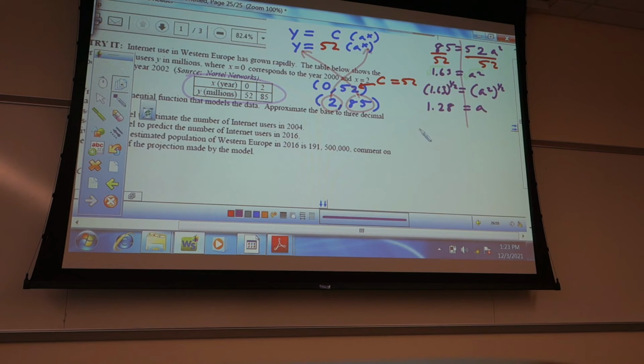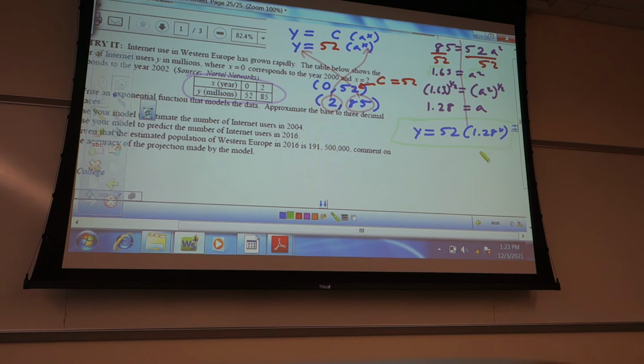So then our final answer, so now we have our A, we have our C. So we have y equals c, which is 52, times a, 1.28 to the x. Done. Is this growth or decay? It's growth, because my factor is larger than 1.